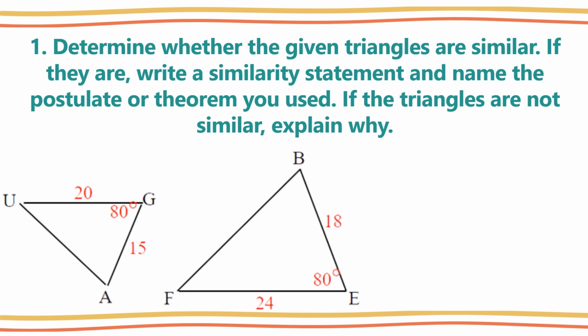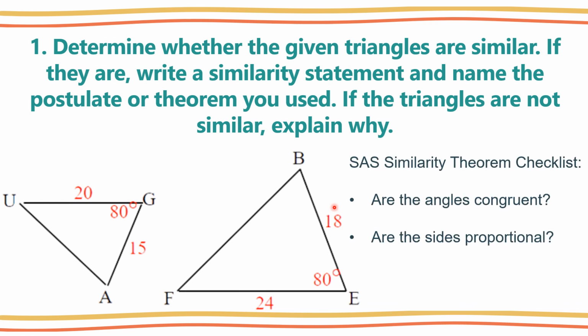Definitely the side-angle-side similarity theorem, right? So we've got side, angle, side, side, angle, side. All right, so we're going to use the side-angle-side similarity theorem to check and see if these two triangles are similar. And here's my little checklist. For the side-angle-side similarity theorem, we need to check, are the angles congruent? And remember, that's just a fancy word in this case that means equal. So congruent here just means equal. And I also need to check that the sides are proportional.